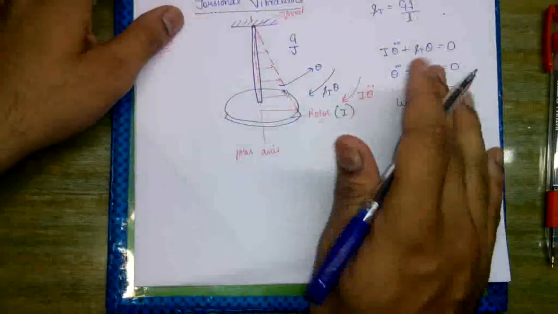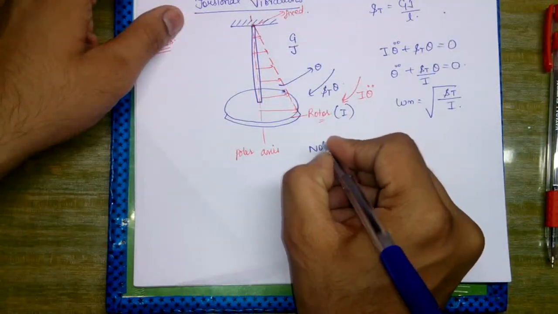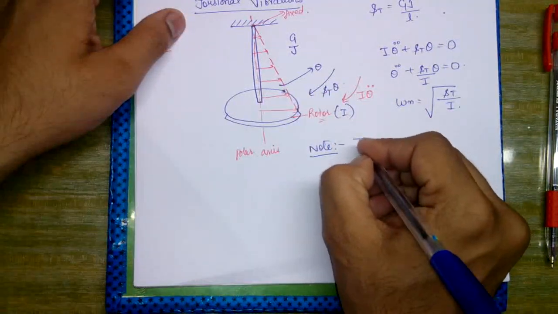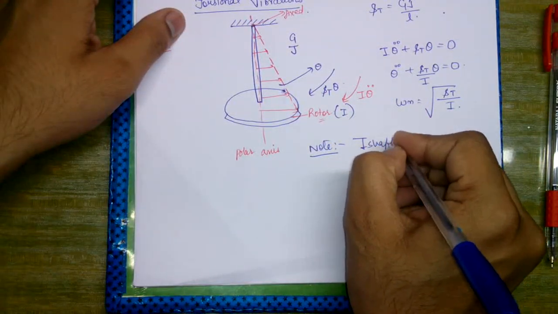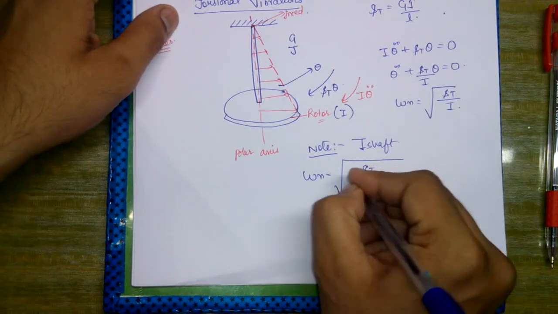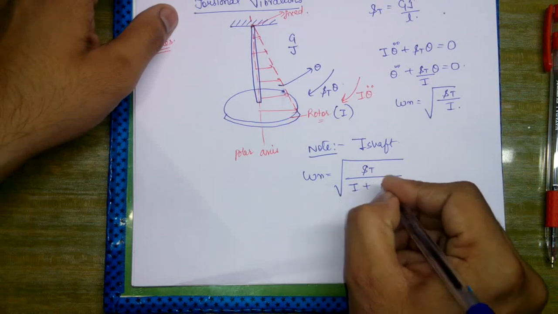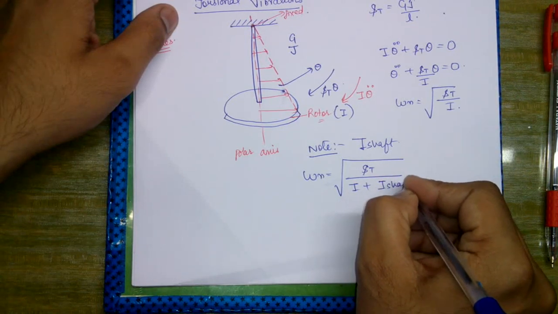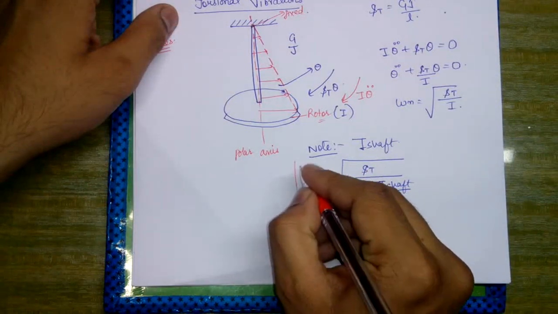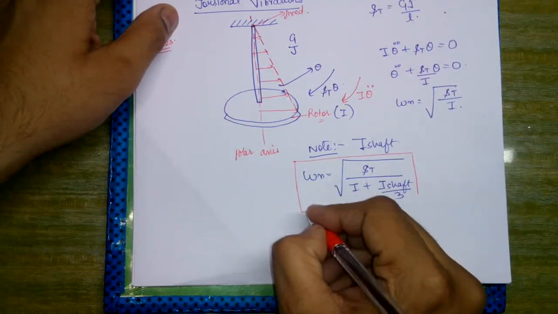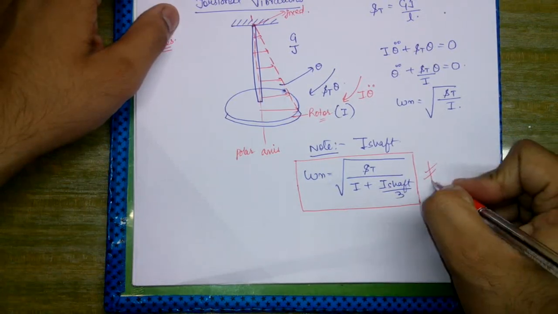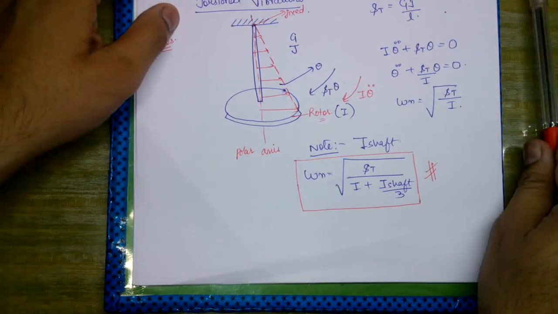Okay, and if the shaft is also having some inertia, say it is given as I shaft, so omega n would be simply equal to st upon I plus I shaft upon 3. जैसा हमारा शाफ्ट का अगर मास दिया, वहां पे अगर मास दिया होता था स्प्रिंग का, तो मास ऑफ द स्प्रिंग को भी 1/3 ले लेते थे. यहाँ पर भी सिमिलर टाइप ऑफ कॉन्सेप्ट है. इस फॉर्मूले को हमें याद रखना है.